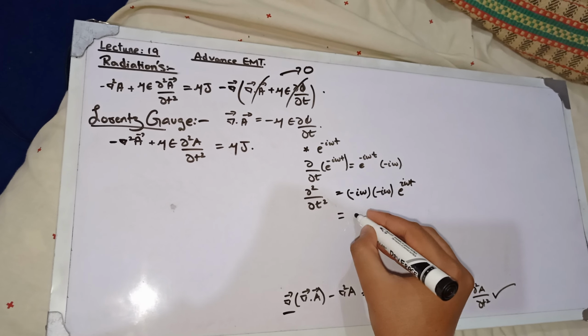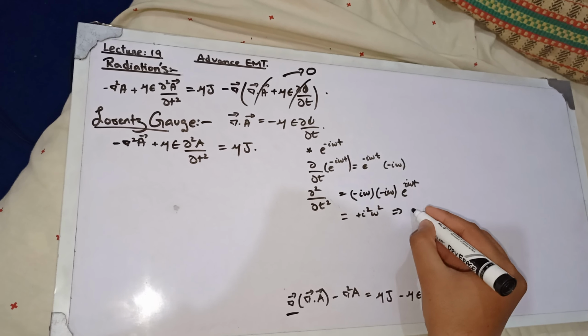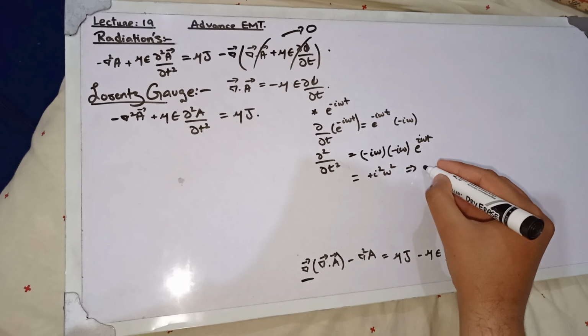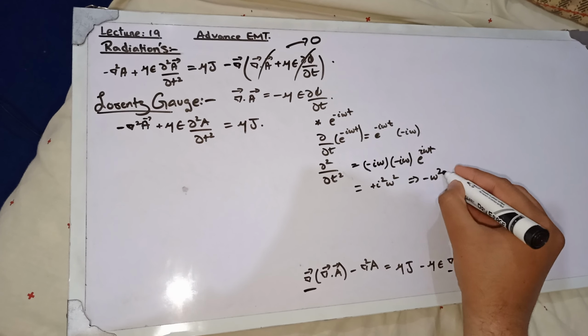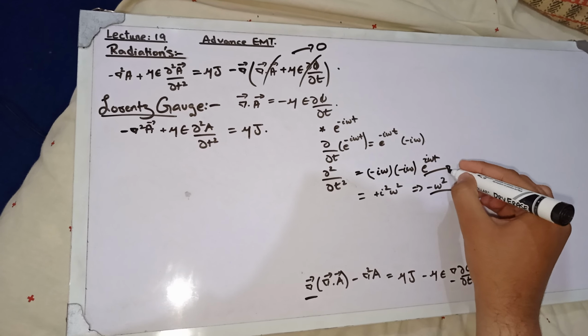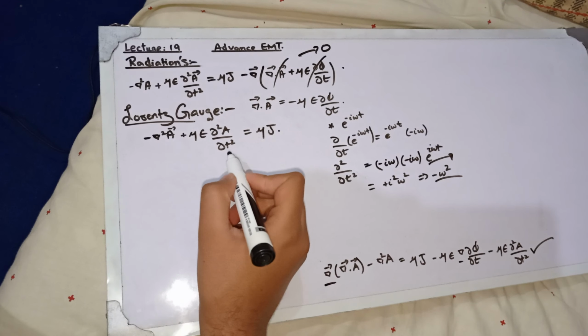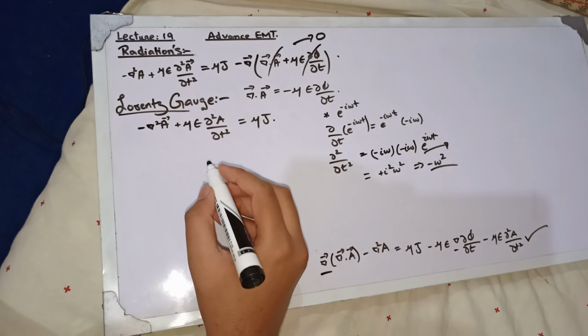So minus minus becomes plus iota square omega square, and iota square, you know, is basically equal to minus 1. So the answer is minus omega square, and this is basically the time part we are just ignoring. Okay, so here partial square by partial t square becomes equal to minus omega square.